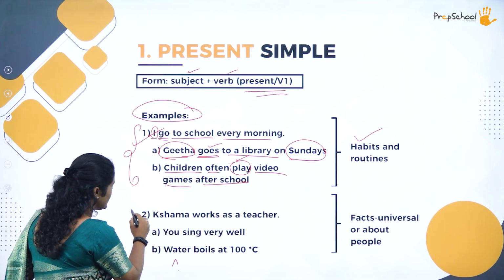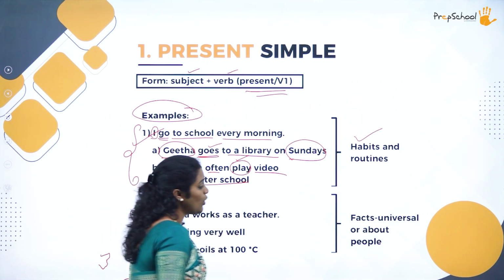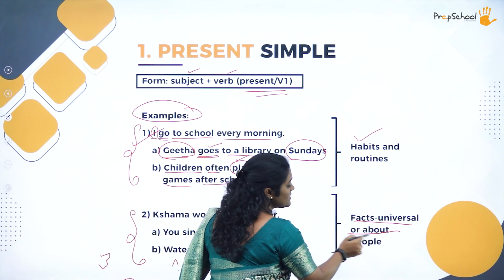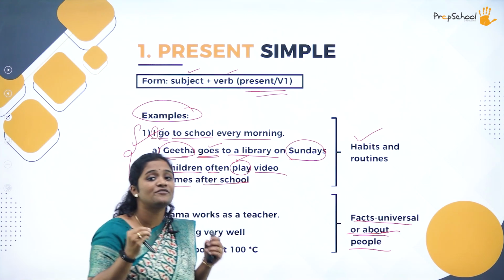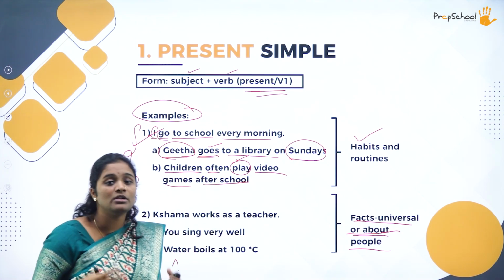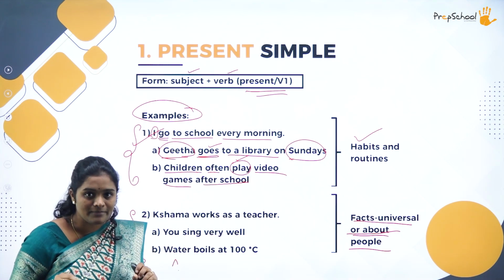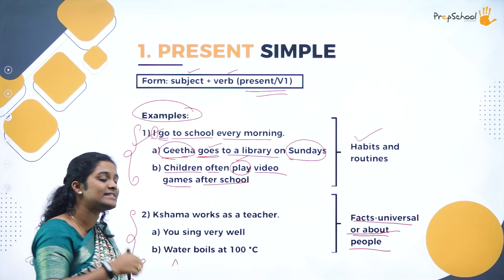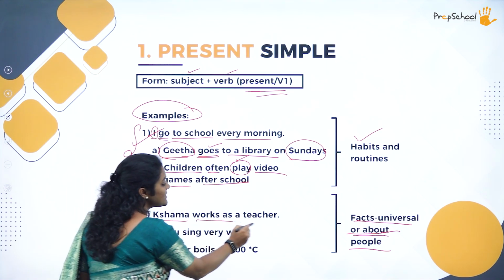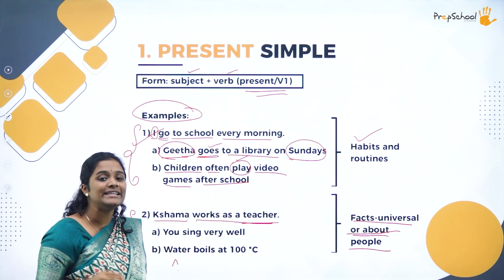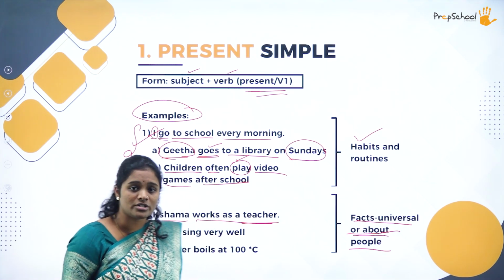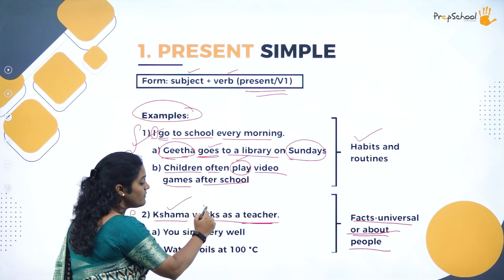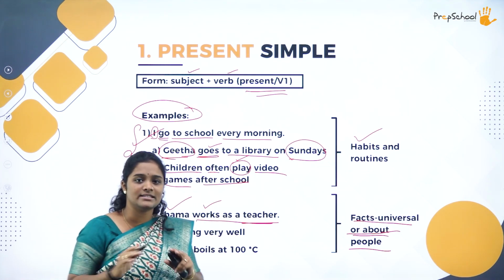Moving forward, what else? If you are to express facts or universal truths about people, these are factual details about people or the factual details about the world. Those things also need to be in simple present tense. Let's take an example. Kshama works as a teacher. It is a fact that she works as a teacher. Kshama is the subject, works, verb, simple present tense, done.